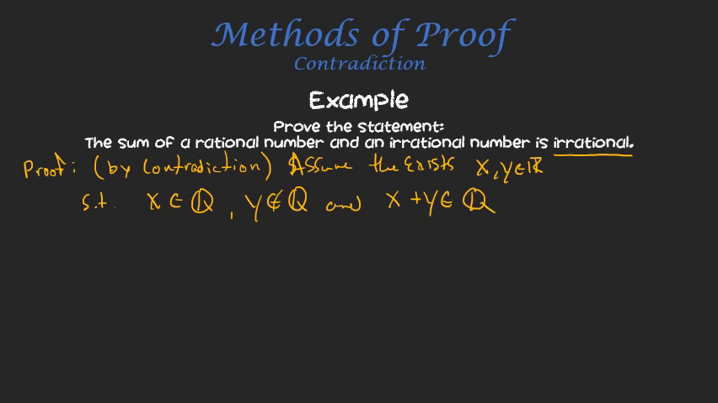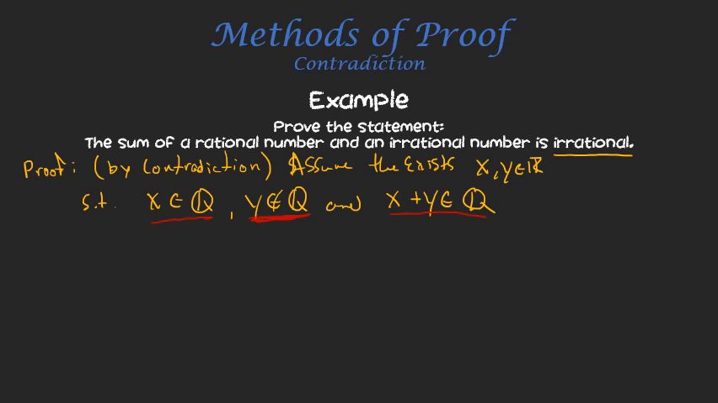Like I said at the beginning, we can't really write y as an arbitrary element using two other constants, because it's irrational and we don't know what irrational numbers look like exactly, just that they can't be written as a ratio of two integers. However, we do know that x is a rational number, and we know that x plus y is a rational number. So here I'm identifying our leverage in the situation.